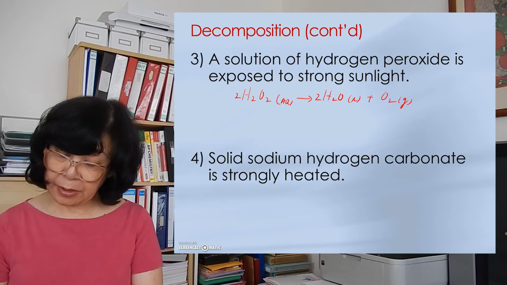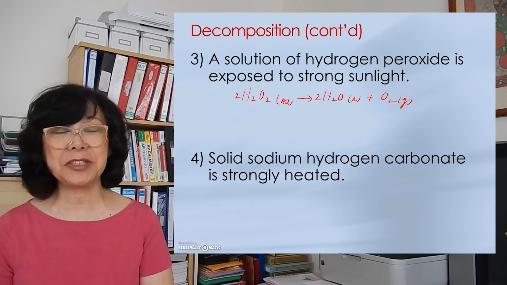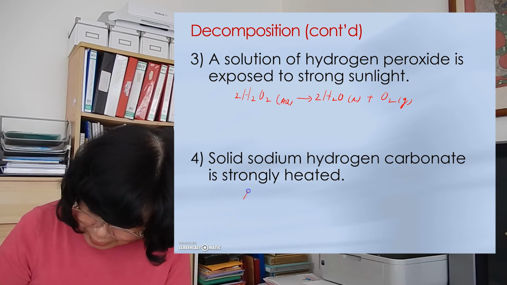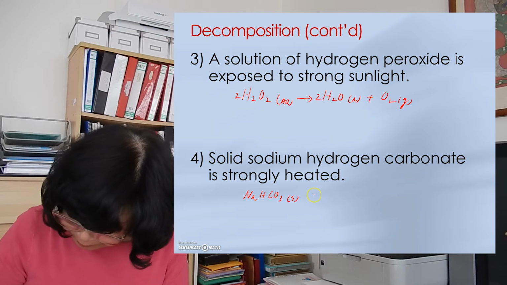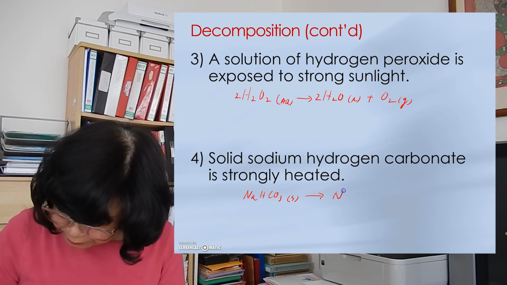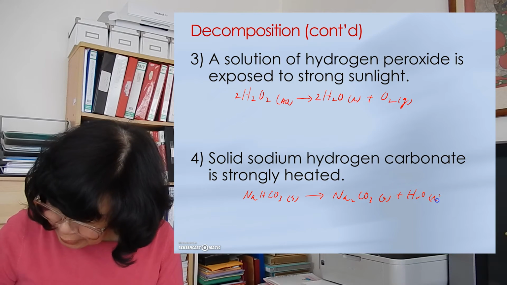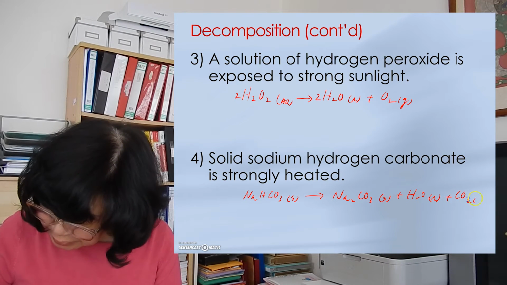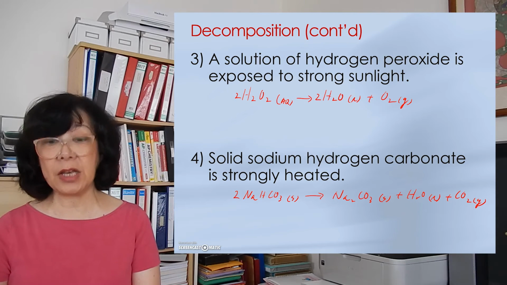The next one, solid sodium hydrogen carbonate. By the way, you should know this is baking soda in your kitchen. NaHCO3 solid heated to form sodium carbonate and water and CO2 gas. And we balance by putting a 2 coefficient in front of the NaHCO3.